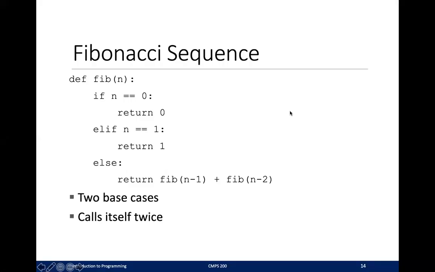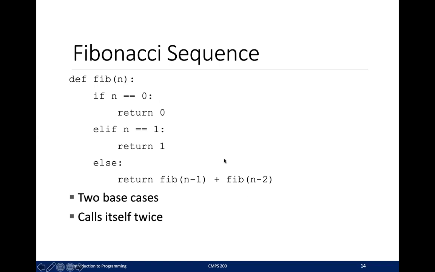Return the Fibonacci sequence. Exactly. So I give it n, which is a non-negative integer, and it returns the Fibonacci number back. We've done this before. I wrote it recursively, so I have two base cases. If n is equal to 0, I know the 0th Fibonacci number is 0. And if n is equal to 1, I return 1.